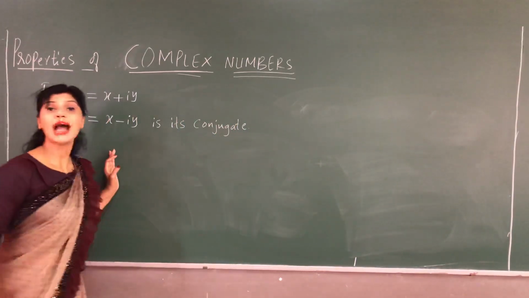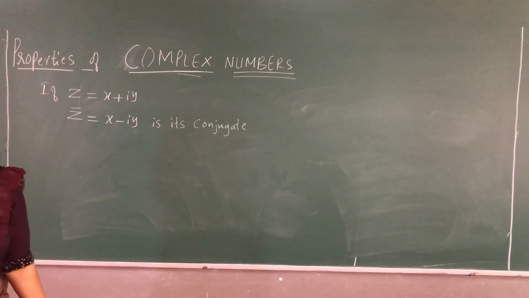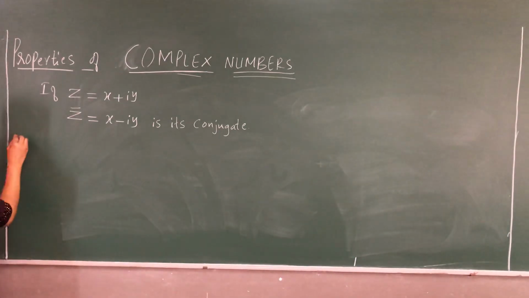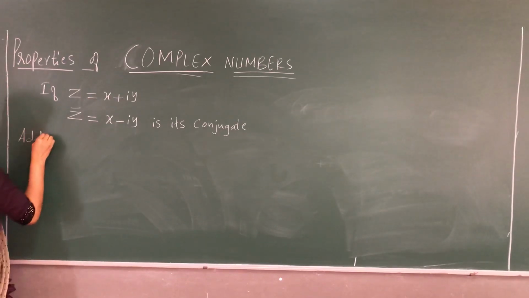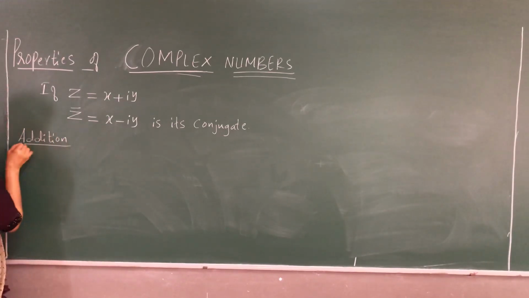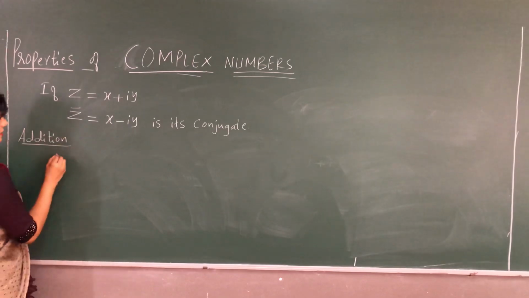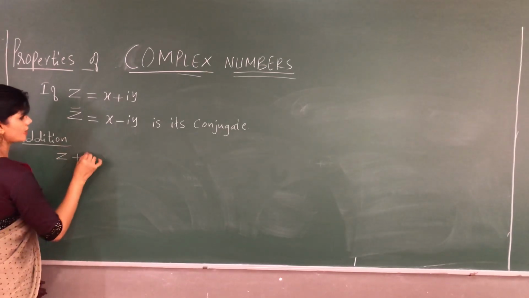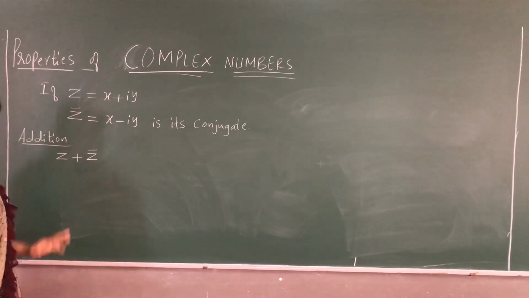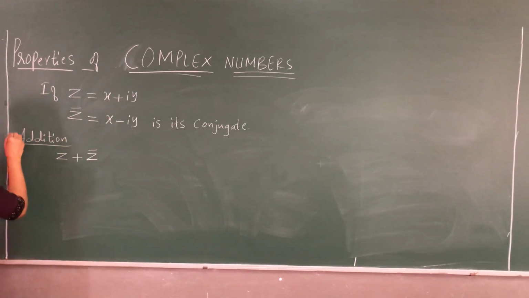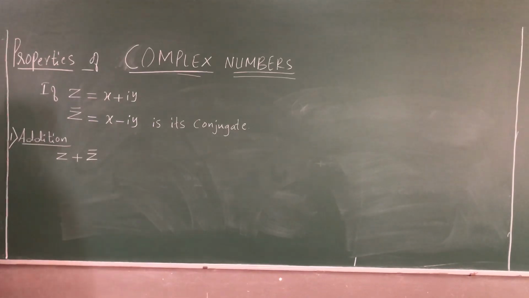Now, how to add any two complex numbers? Look at this, children. Addition of complex numbers. The first property is how to add. So for addition, I should add z plus z bar. Okay, students. So this is one of the properties, the addition property over complex numbers.